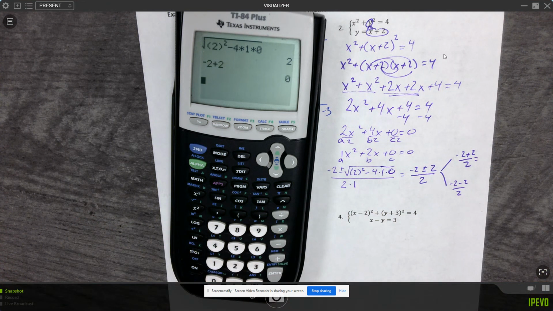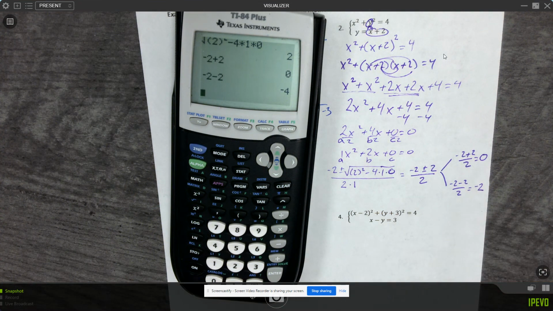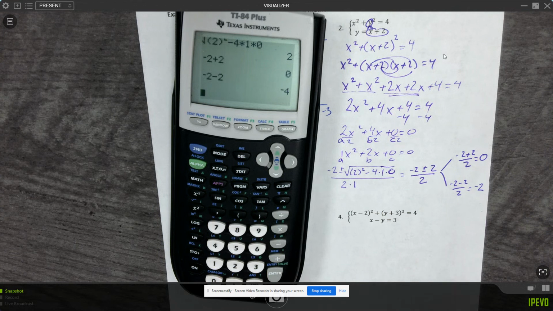Negative 2 plus 2 is 0. 0 divided by 2 is 0. Negative 2 minus 2 is negative 4. Negative 4 divided by 2 is negative 2. These are your two x values. It's not a coordinate point. You're not done. This is not 0, negative 2 as your answer. This x value is 0.